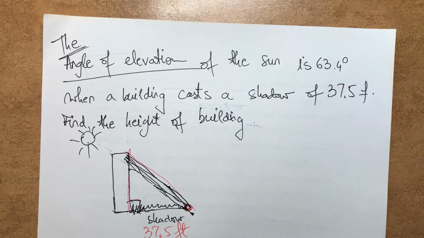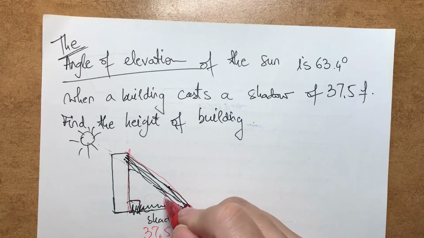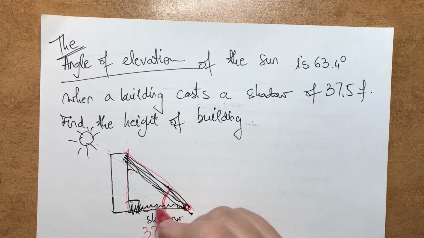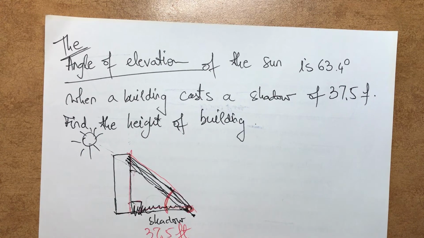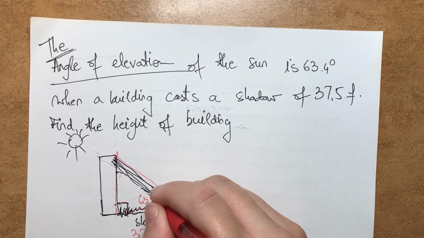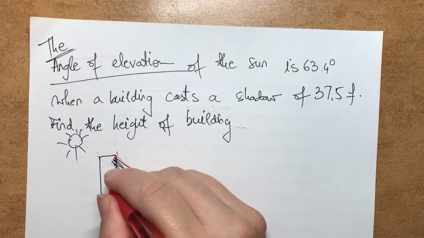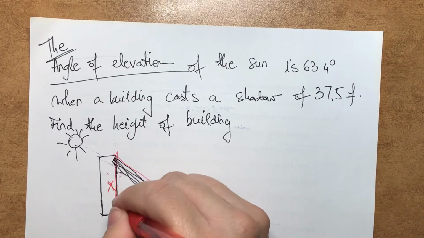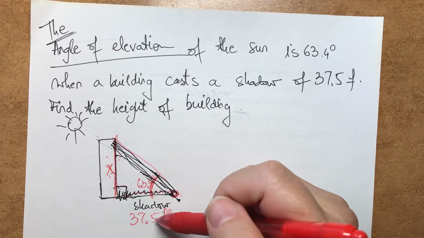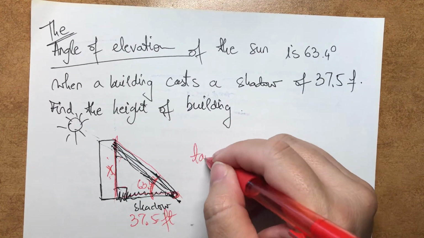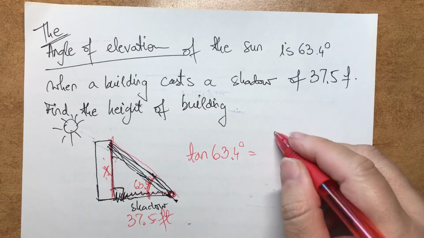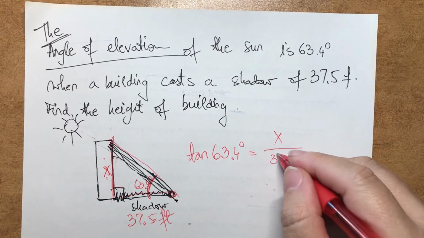Always, always the one made with a horizontal, not this one up here that's made with a vertical line, always from the horizontal up. So this angle is 63.4 degrees. So we want to find the height of the building. So one more time, what's going to put this angle, this side, and this side together? Well, that's a tangent. So tangent of 63.4 degrees is simply the opposite over adjacent.